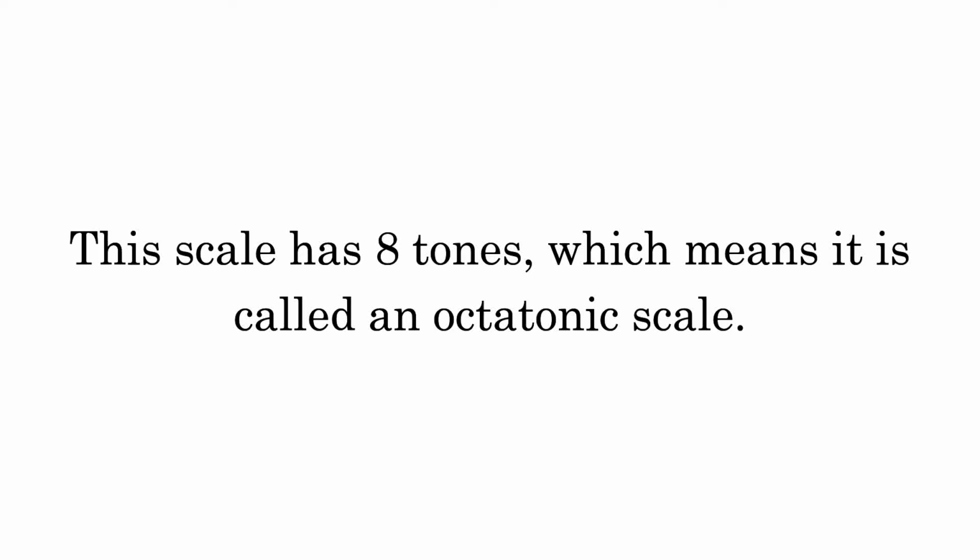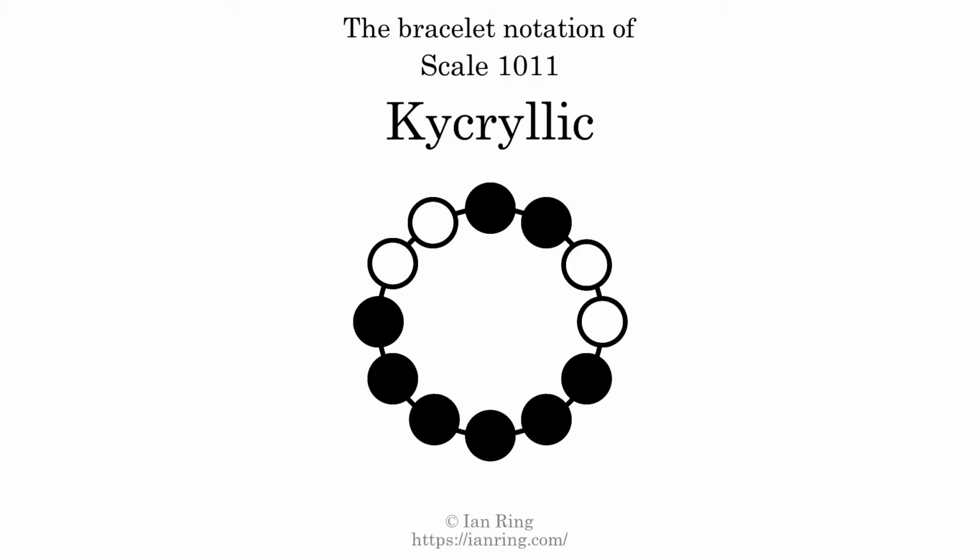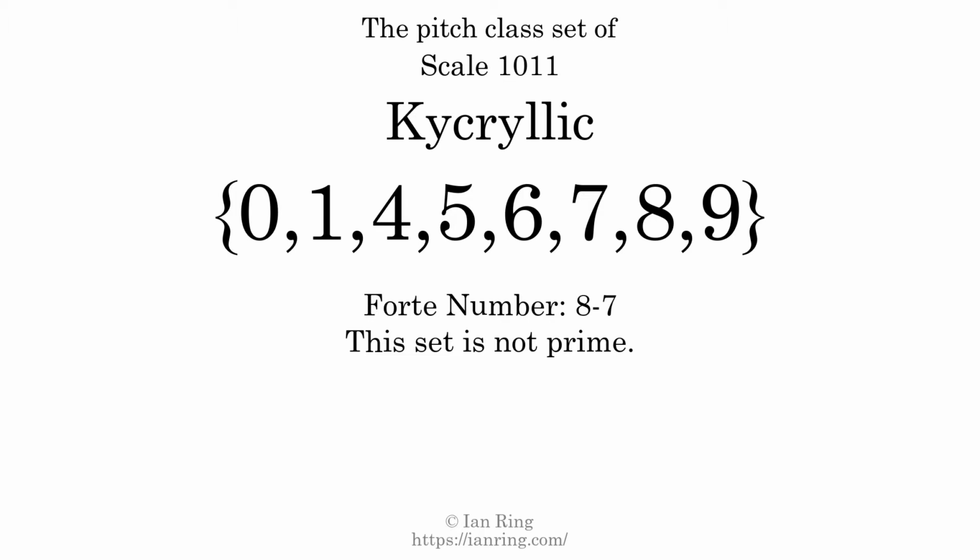This scale has 8 tones, which means it is called an octatonic scale. This is a bracelet notation diagram of scale 1011. The shaded circles represent tones that appear in the scale, and they are read clockwise, starting at the top. The pitch class set for this scale is 0, 1, 4, 5, 6, 7, 8, 9.